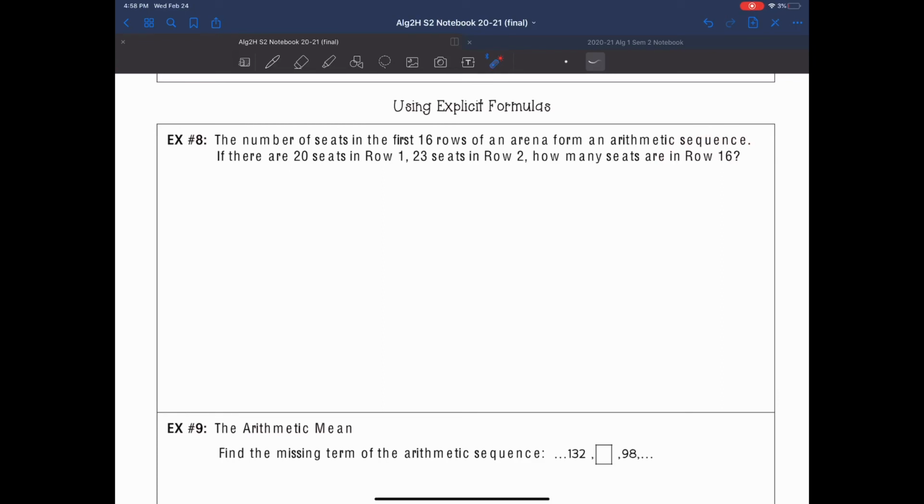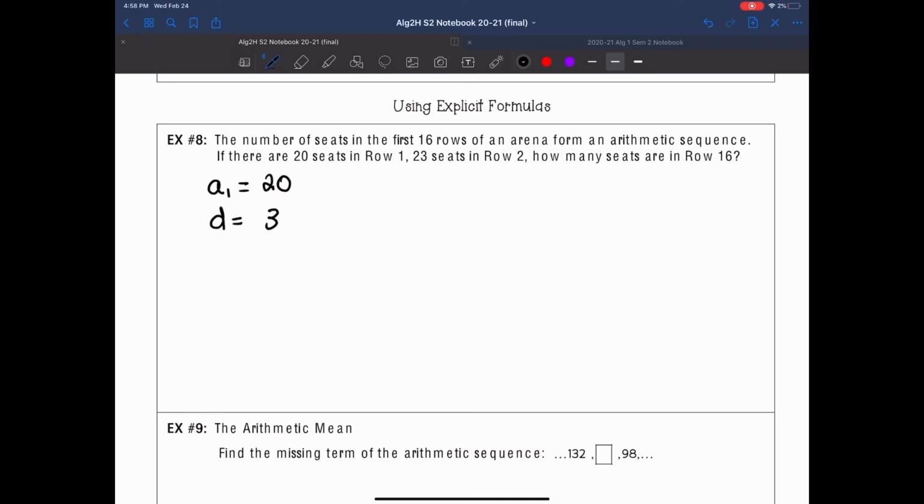Okay, so although this is a word problem, like we said, this follows an arithmetic sequence. So we can easily write the rule of the arithmetic sequence and then plug in 16 to figure out what the 16th row is going to look like. So in order to write an arithmetic sequence formula, we need to know 2 things. We need to know what the first term is, and we also need to know what the common difference is. Well, I know if there are 20 seats in row 1, my a sub 1 or initial value is 20. My common difference, well, from row 1 to row 2, all I did was go from 20 seats to 23 seats, so my common difference is 3. I'm adding 3 every single time.